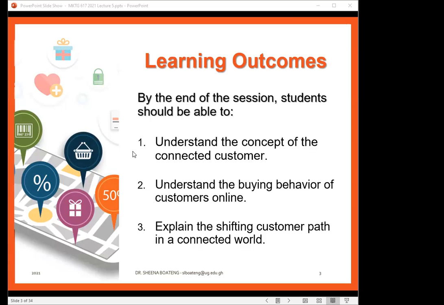And then also be able to explain the shifting customer path in the connected world. Now, when we talk about the customer path, we are basically referring to the path from where the customer identifies that they have a particular need that they want to satisfy to the point where they actually obtain a product or service to satisfy this need, and after they have consumed this product or service. So we are looking at all that happens on this path, from identifying the need to obtaining a product or service to satisfy this need, and what happens after the consumption has taken place. So in a nutshell, that is what we will be covering in this session.